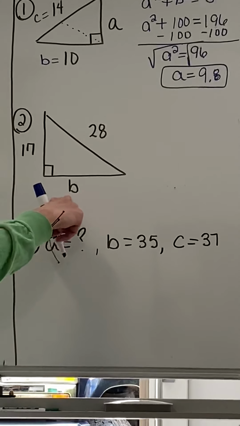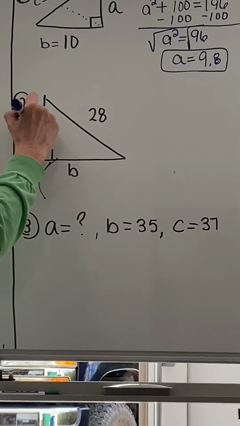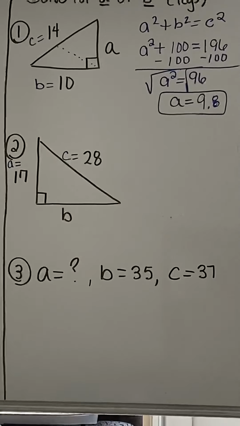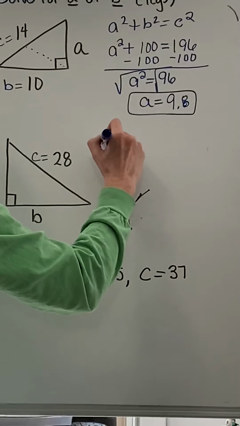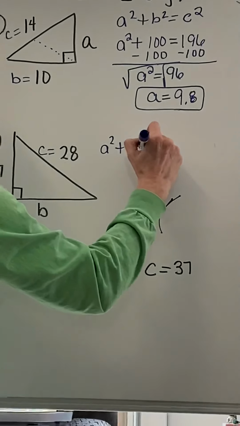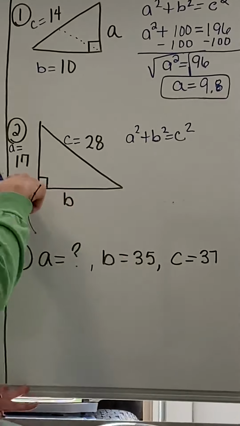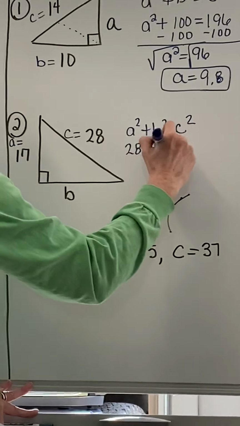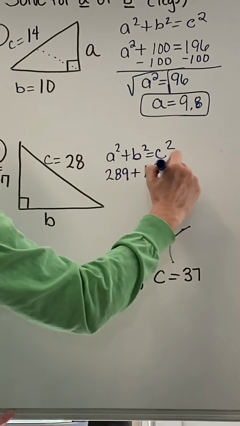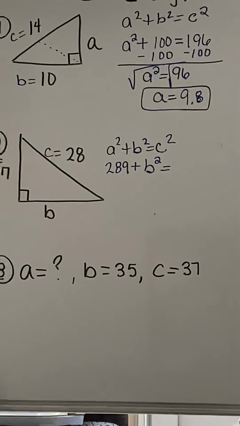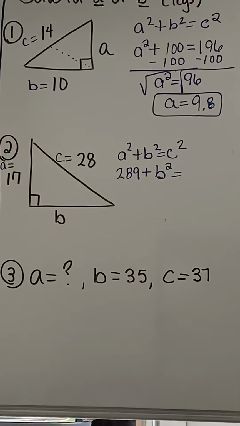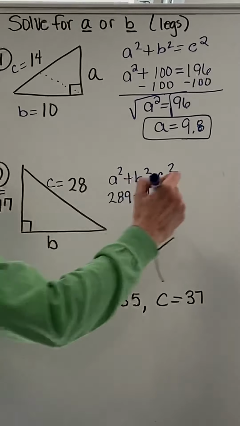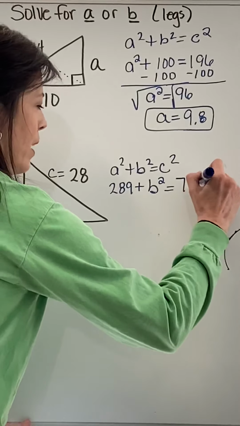So in number 2, if this is B, I know this is going to have to be A, and I know this has to be C. So if you're going to write the formula down, we have A squared plus B squared is C squared. I know that A is 17, so 17 squared is 289. I don't know what B is yet, so I don't know what B squared is going to be. C is 28. Most of us don't know that by heart, so if you don't know what 28 squared is, do 28 times 28, and that's going to give you 784.